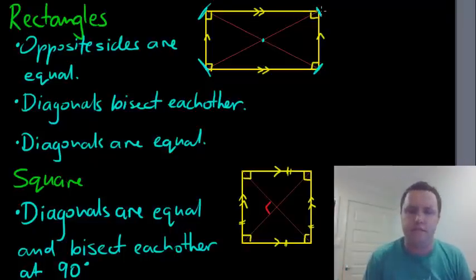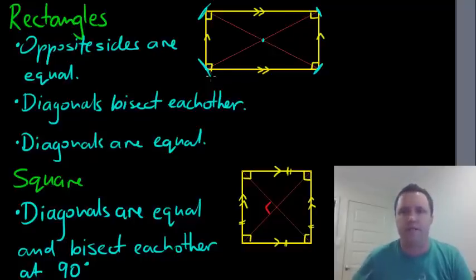And additionally, you need to remember that we've got right angles in our corners. Even though the diagonals bisect each other, unlike the rhombus, they don't bisect the angles. So just be careful with that one.